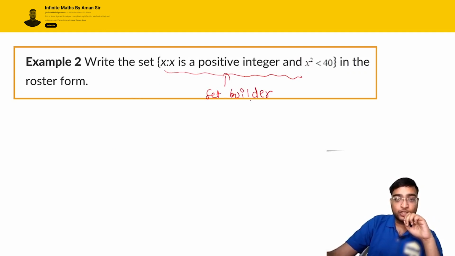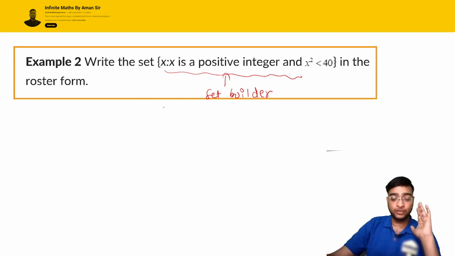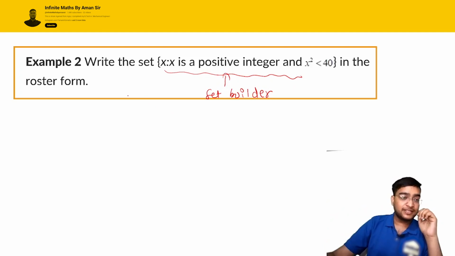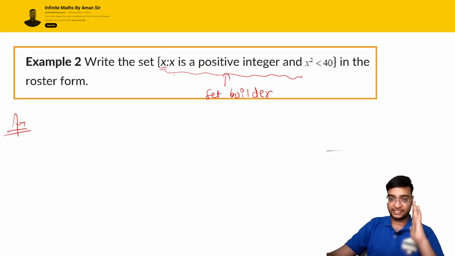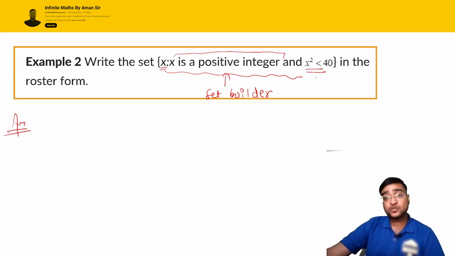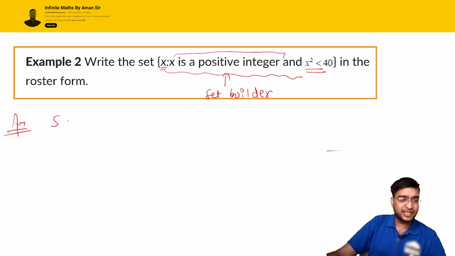As I already taught you, this set builder form you can just convert into roster form. That is the question here. Let's take an answer. Just think: x is the object, or what does x represent? x represents positive integers. X is a positive integer, and also x square is always less than 40. So let's take the answer as S, or we can just write roster form.